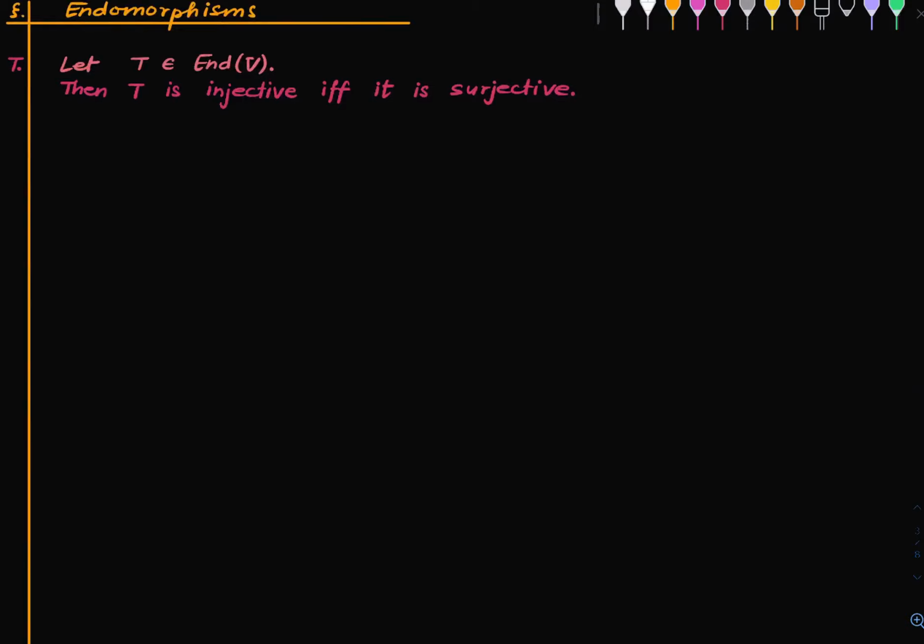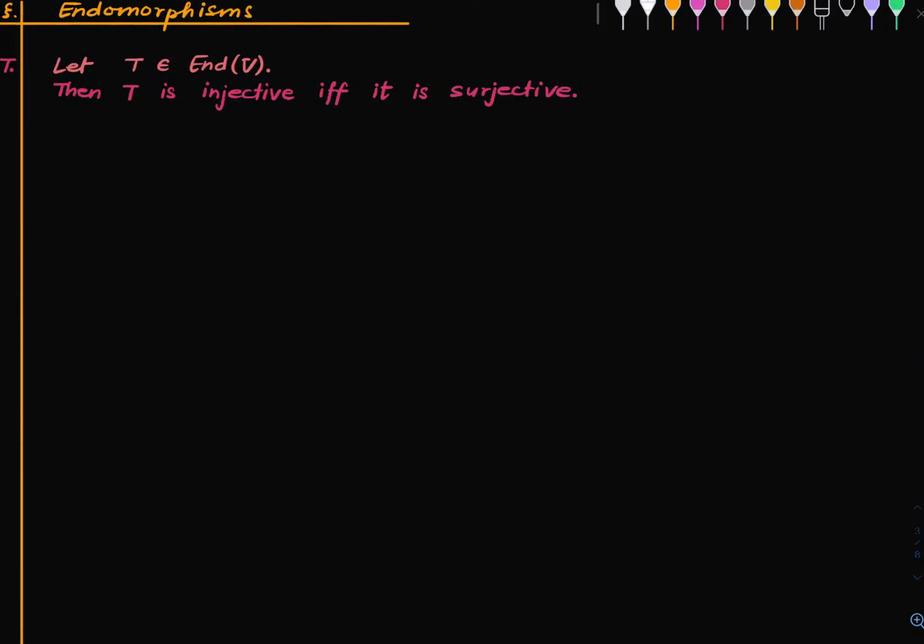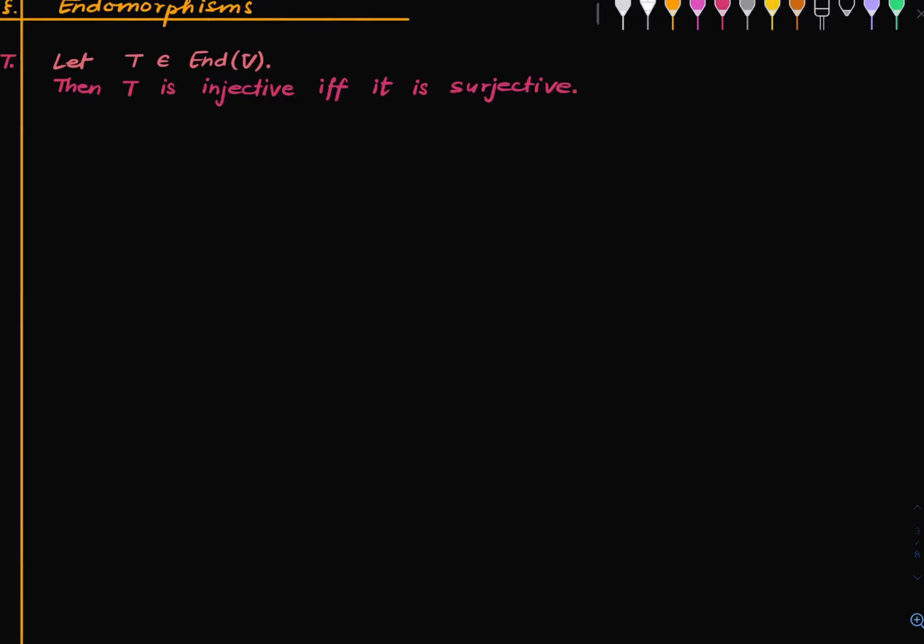Our first application is about endomorphisms. Suppose we have an endomorphism on a finite dimensional vector space V, then it is injective if and only if it is surjective. This is very interesting because in general an injective function may not be surjective. But in the context of linear algebra, it turns out that injective functions are the same as surjective functions, where of course we are assuming it's a self map, a linear map from V to itself.